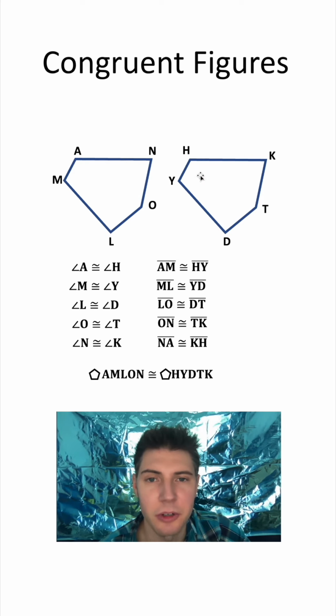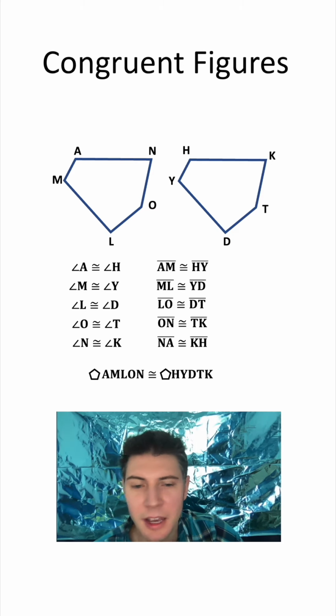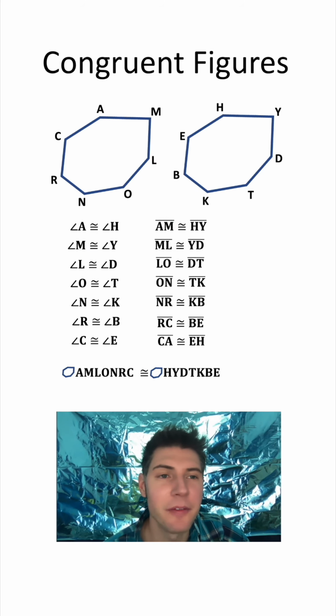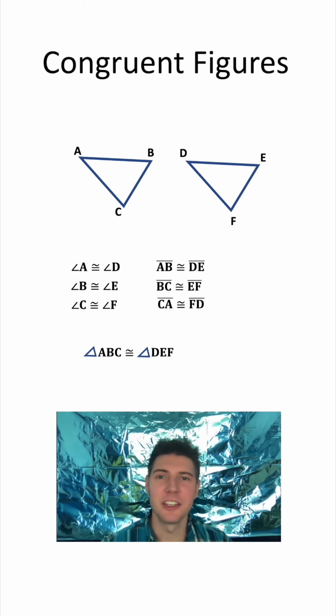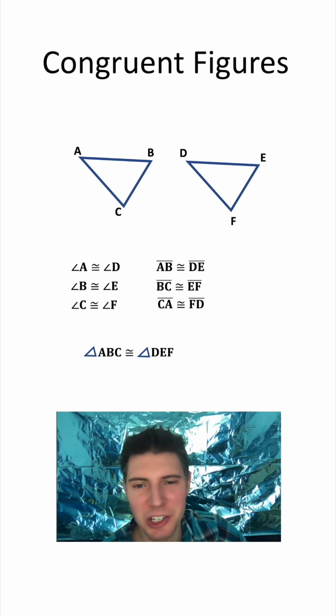AN has to be congruent to HK and so on. Then we can say that the two figures are congruent. And this is also true for a seven-sided figure. We just have to have corresponding for all 7 angles and all 7 sides. Same thing for a 4-sided figure, and this is true for all figures, but there's something special about triangles.